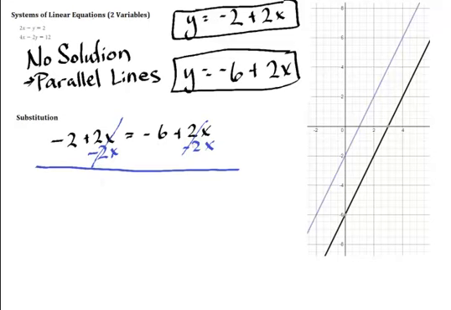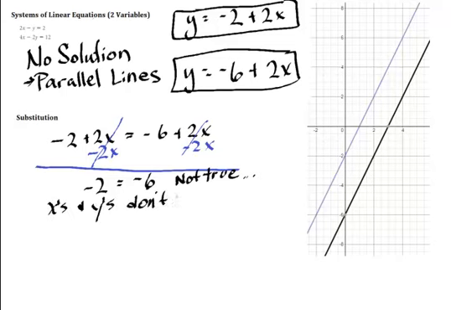Oh my. I've got that this is negative 2 equals negative 6. This is not true. What this means is it doesn't matter what your x's and y's are. This is never true. So x's and y's don't matter. It's never true. And I would expect that because I said there was no solution and they're parallel lines.